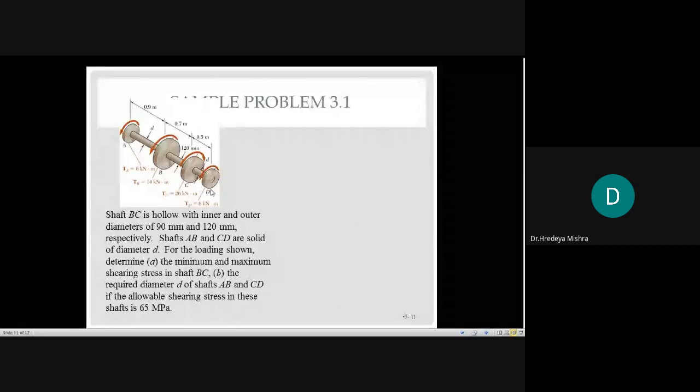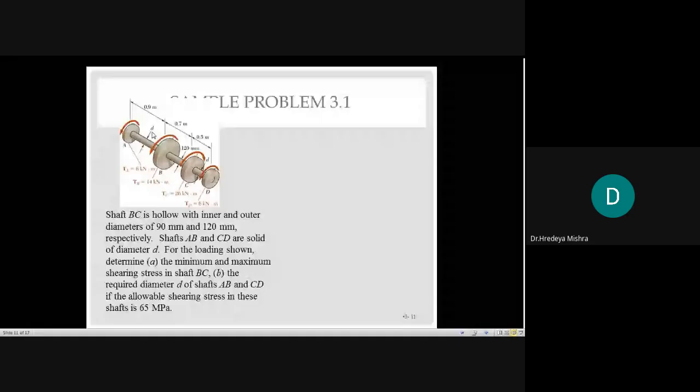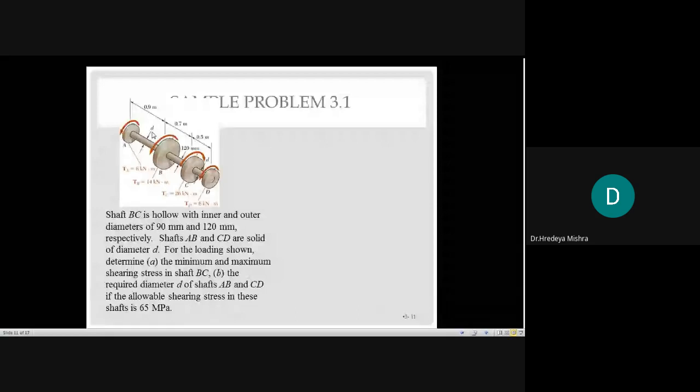Minimum and maximum shear stress in shaft BC. Whatever the maximum and minimum shear produced in shaft BC. Okay. Next one, what are we going to find? The required diameter d of shafts AB and CD. Find the value of small d, if the allowable shear stress in these shafts is 65 megapascal.